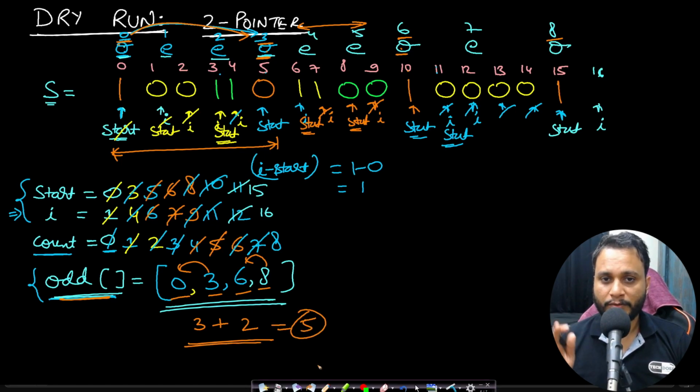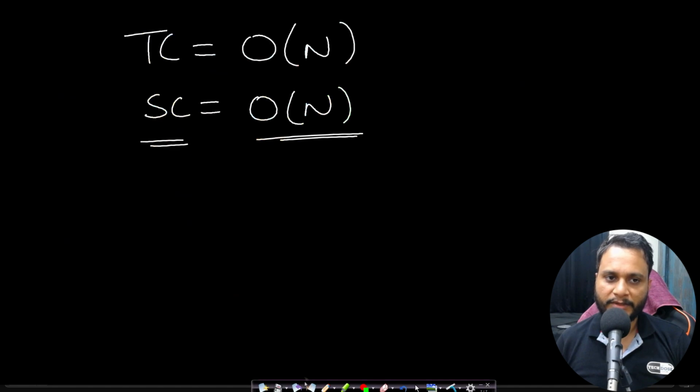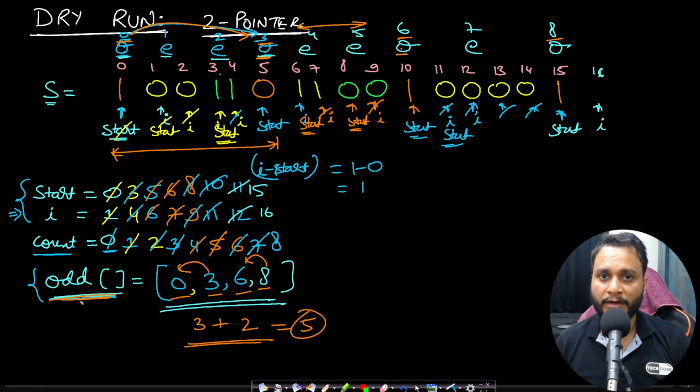Since we are iterating over this entire string exactly one time, therefore the time complexity is order of n, while the space complexity for the odd array can be order of n, because all the substrings can be of length 1 and they are alternating, right? So that can happen, and in the worst case I can store all the indices in the odd array. Let's now look at the code.